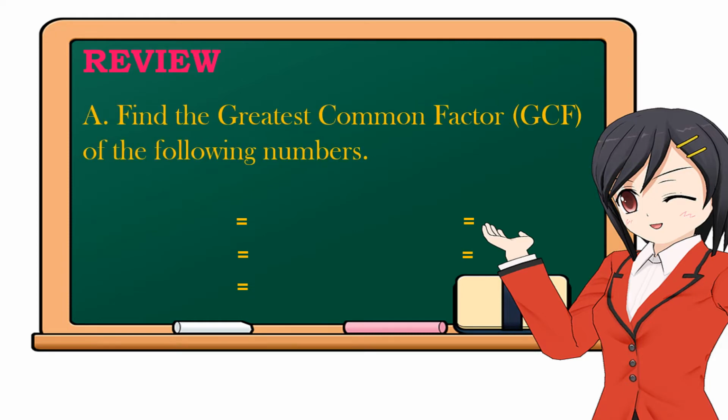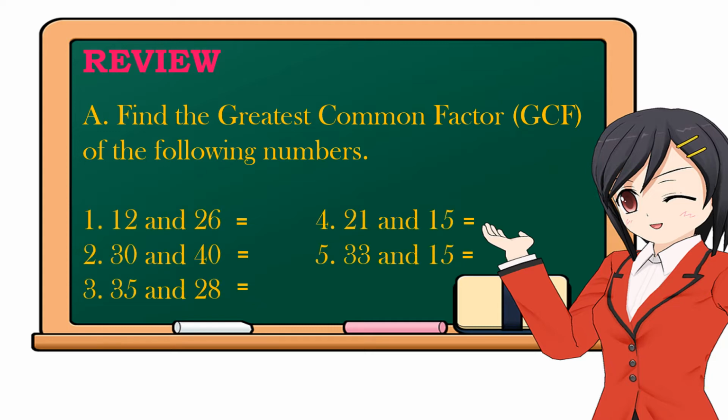So find the greatest common factor, GCF, of the following numbers. Number 1, 12 and 26. Number 2, 30 and 40. Number 3, 35 and 28. Number 4, 21 and 15. And number 5, 33 and 50. So I'll give you 5 seconds to find the answer.